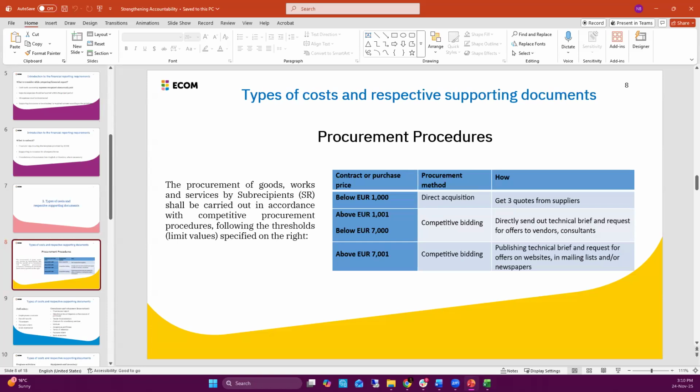This procedure generally applies to the procurement of goods, works, or services, including services from experts. The purchase is carried out in accordance with competitive procurement procedures, following the limit as specified on the right. So you see here the table, you see here the limits, and if the price of the service or goods you want to buy falls into one of these ranges, you should follow the requirements noted on the right side of this table.